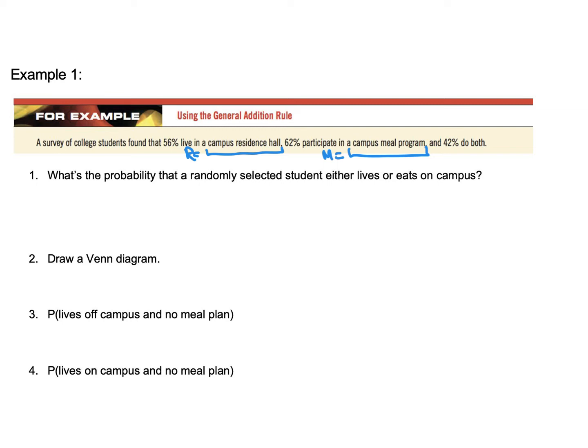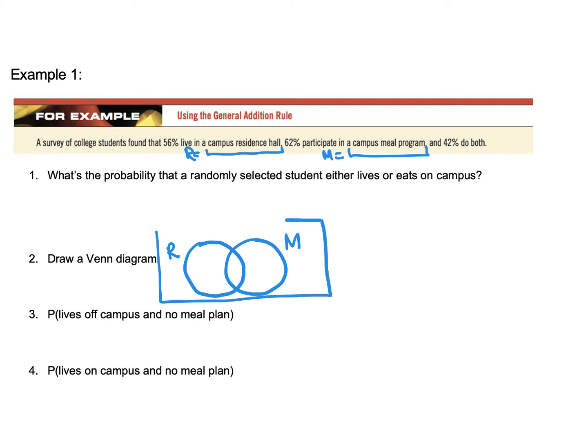And I notice question 2 is asking me to make a Venn diagram. So before I even read those other questions, I'm going to answer that. If it hadn't specifically told me, it's probably still what I would have done to begin. I'm going to label this circle R, this circle over here M. I'm going to put a box around it. And then I'm going to go right to the middle. And up here I see that 42% do both, so I'm going to put my frequency of 0.42 in the middle.